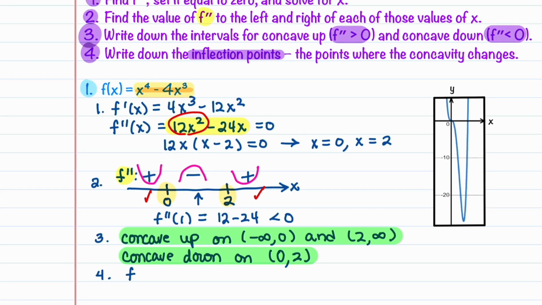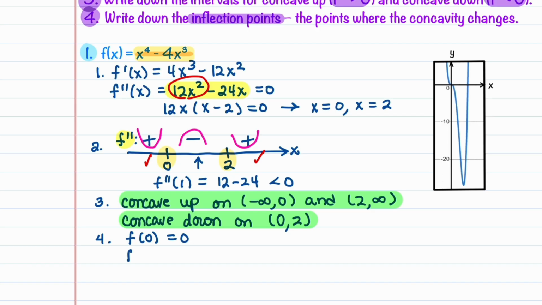We are going to calculate f at 0. That's just 0, so that's nice. And then f at 2, that is going to be 2 to the 4th minus 4 times 2 cubed. This is 16 minus 4 times 8. So this is 16 minus 32, and that's minus 16.